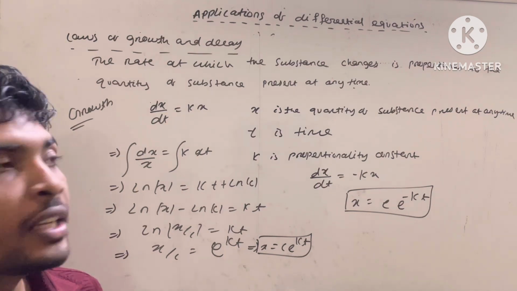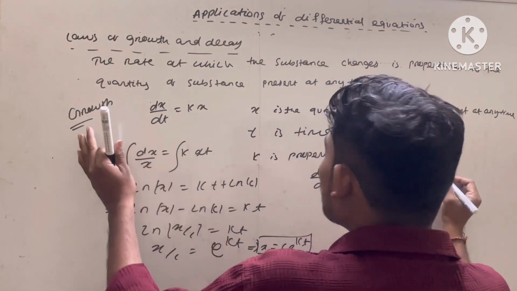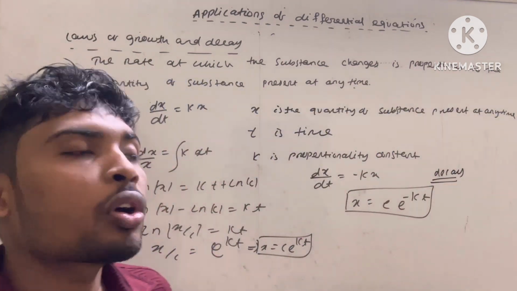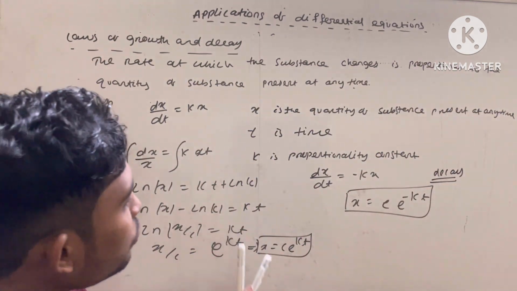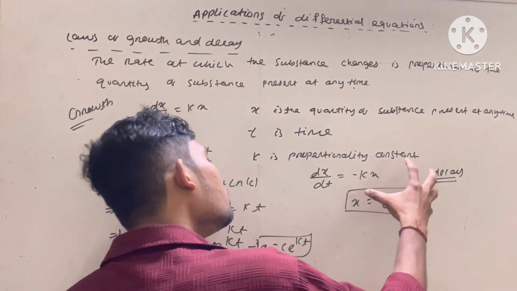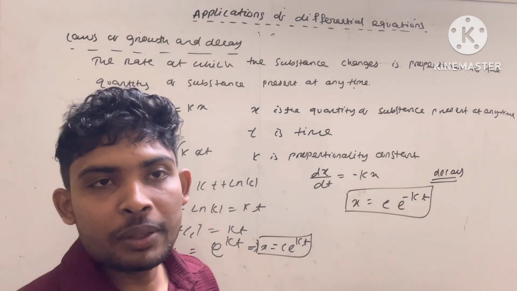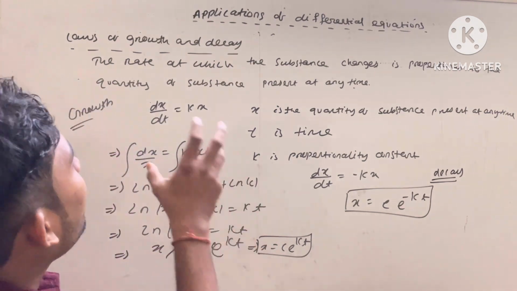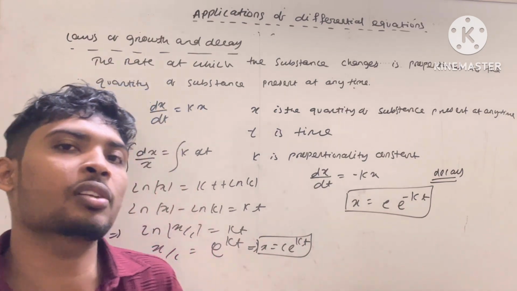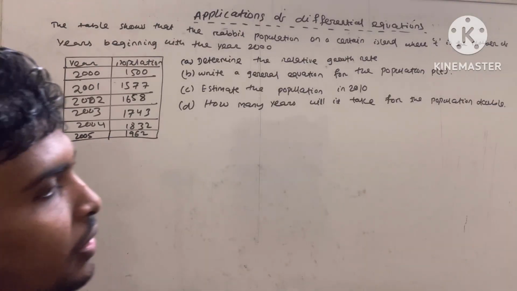Simple, right? So this is for growth, and this is for decay. When you have to solve growth models, you use this formula. When you have to solve decay models, you use this formula. Let us take some problems and understand how to use the growth and decay models. Let us solve the problem.